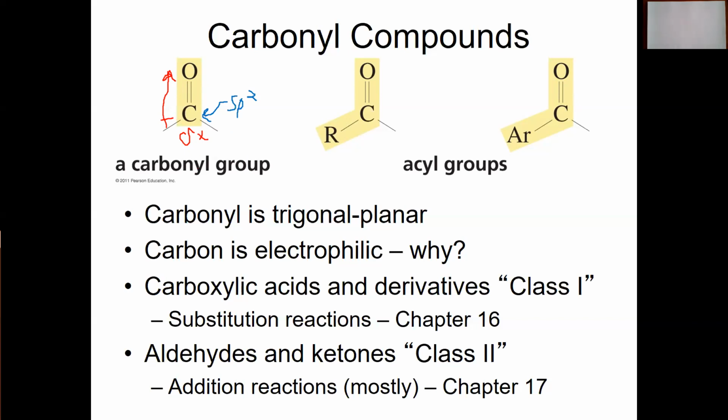So Dr. Bruce has divided our two types of carbonyls into class 1 and class 2 derivatives because they react differently. Carboxylic acids and their derivatives, she calls class 1 derivatives. They mainly do substitution reactions. The reason they do substitutions is they have a leaving group, while aldehydes and ketones are class 2. They do not have a leaving group, so they mostly do addition reactions. Again, class 1, carboxylic acids and their derivatives, substitutions. Class 2, aldehydes and ketones, they do additions.